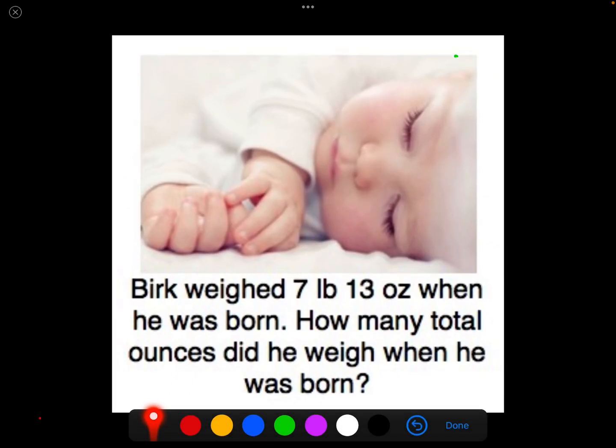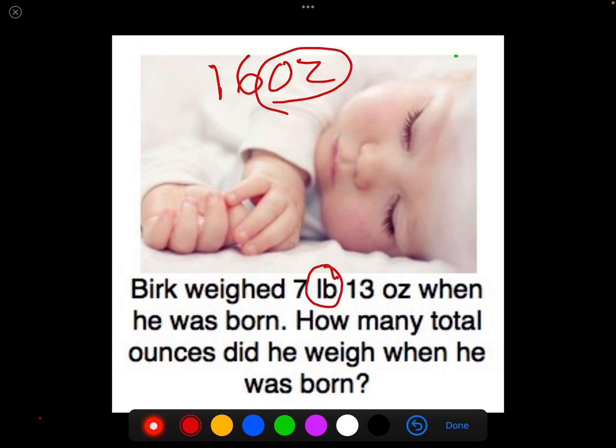I'm going to see if you can solve it. Burke weighed 7 pounds and 13 ounces when he was born. How many total ounces did he weigh when he was born? Remember, 16 ounces in a pound. Oh, and one thing to remember as well, pounds are going to be listed as LB. Ounces are going to be listed as OZ. Good luck.